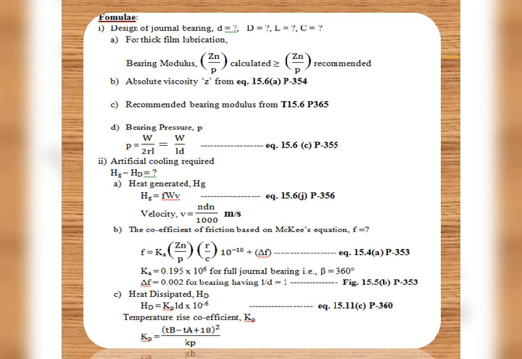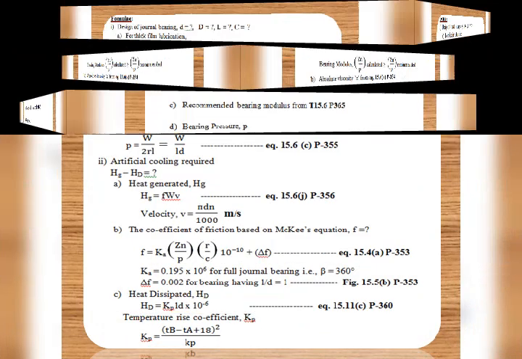And for one more unknown, f, that is coefficient of friction, based on Mckee's equation. So here what I did is, instead of considering Petroff's equation, I used Mckee's equation. If you are using Petroff's equation, that is also okay, that is left to you. If it is mentioned in the examination particularly to use either Petroff's or Mckee's, then we have to go with the same, else we have the freedom. So based on Mckee's equation, coefficient of friction f is equal to Ka into ZN by P into R by C into 10 to the minus 10 plus delta f.